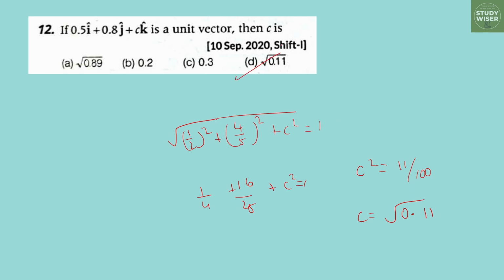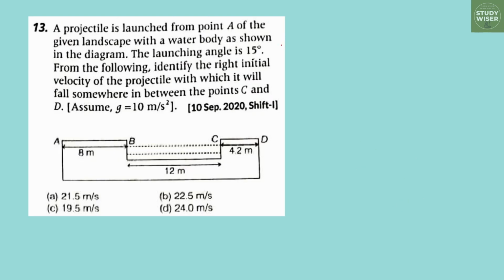It's చాలా easy. Next question వచ్చేసి this is interesting question. A projectile is launched from point A of the given landscape with a body as shown in the diagram. Launching angle is 15. From the following, identify the right initial velocity of the projectile with which it should fall somewhere in between point C and point D. Point C కి point D కి మధ్యలో పడాలి. అంటే that range should be in between point C and point D.